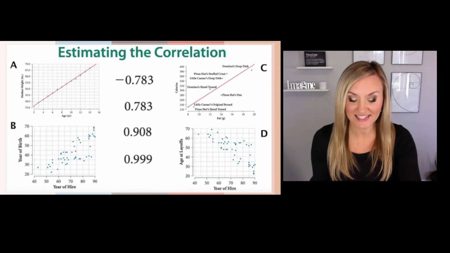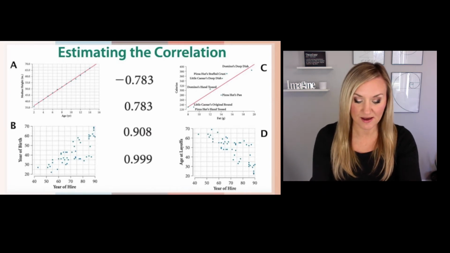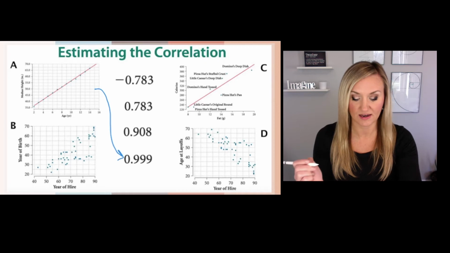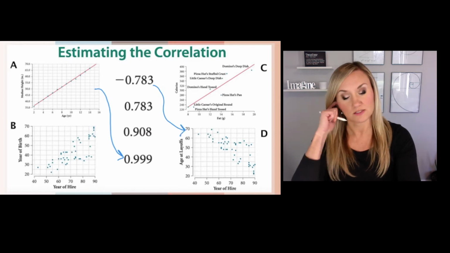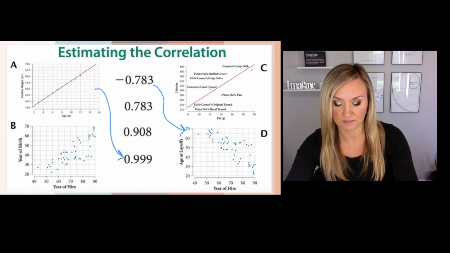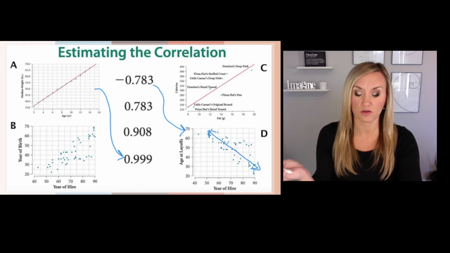Okay, so let's see how you did. The first, A, would be 0.999. Good. Let's think about where the negative is, because I notice there's only one negative there. That would be this graph right here, where the pattern is going downward. Then you have to decide the other two.